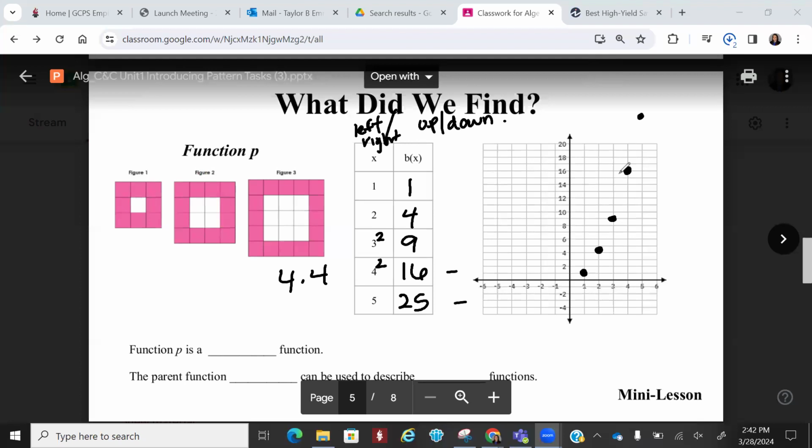Okay, so this is what I got. And this is called a quadratic because we're squaring it, right? And the parent function is y equals x squared. It can be used to describe quadratic functions. Okay, so when we square something, we're multiplying it by itself.